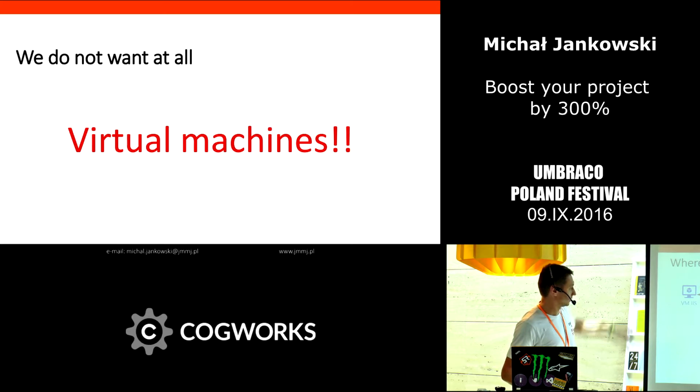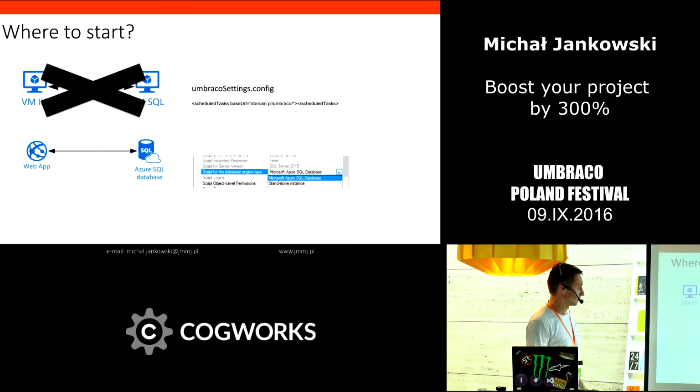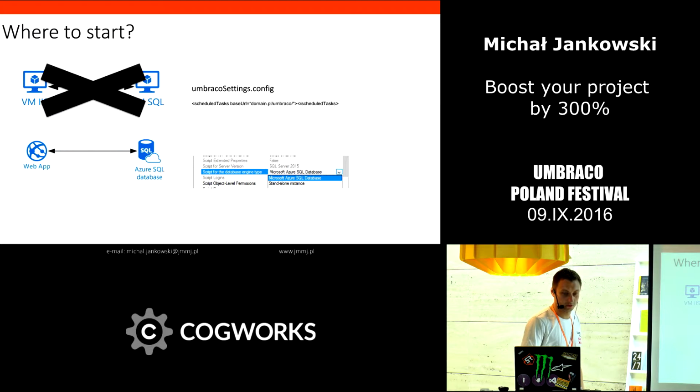And where to start? This is the standard Umbraco. We have some IIS and a SQL machine, simple as it is. But what we have to do is remove this, publish Umbraco into our first web app, and then script the SQL database for Azure.